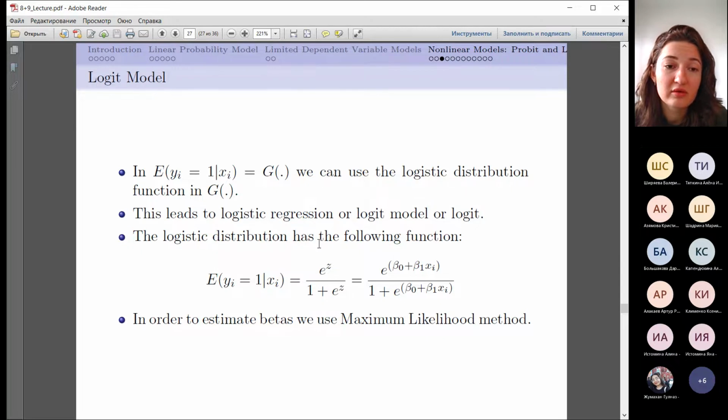Also, I hope that you remember how the distribution function of the logistic function looks. Here's the answer. And instead of Z here, you need to put the model of your regression. The final expression looks like this. Here's your dependent variable. This is the expected value that the dependent variable equals 1, or here's the probability. And here's the logistic distribution function with the parameters from your regression. Again, if you want to estimate logit as well as probit, you need to use the maximum likelihood method instead of ordinary least squares.